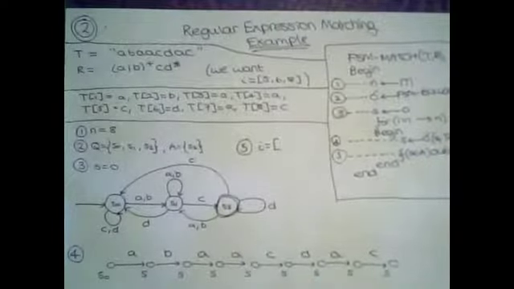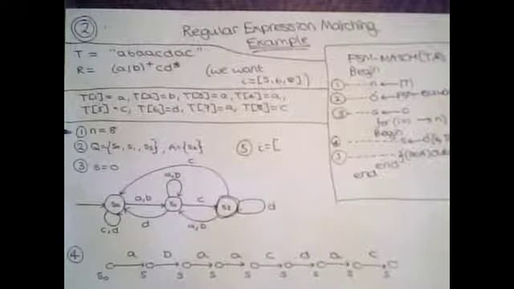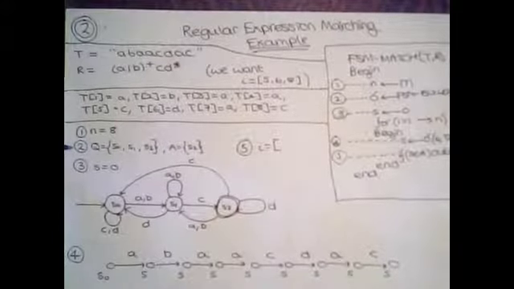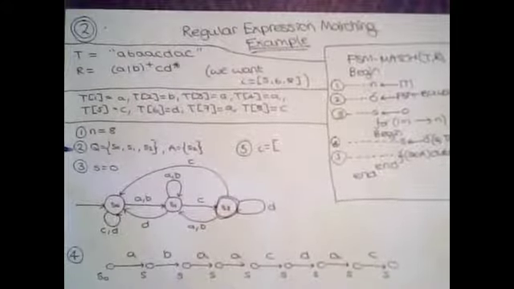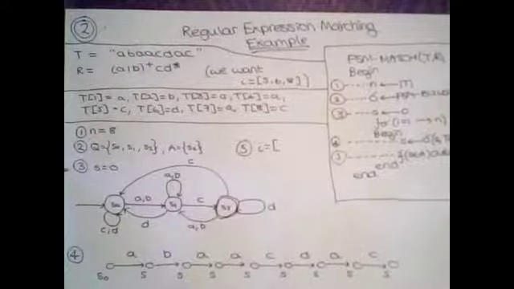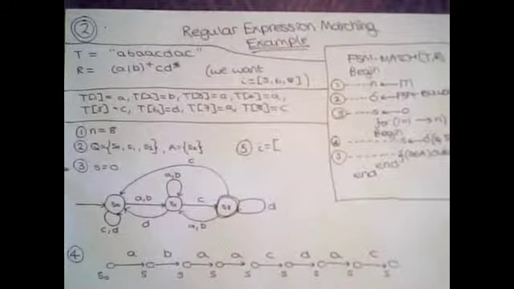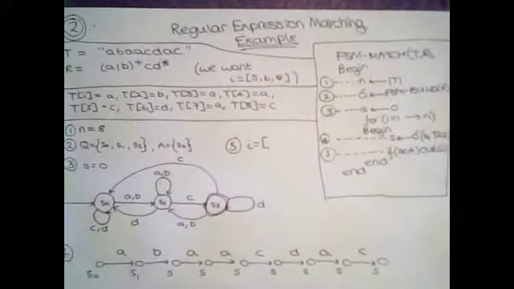Here's an example regular expression match. At line 1, n is set to 8. At line 2, the transition function is set, as well as the sets Q and A. At line 3, the current state is set to 0, meaning that we are at the start state. With current state 0 and input a, the next state is state 1. With current state 1 and input b, the next state is state 1.